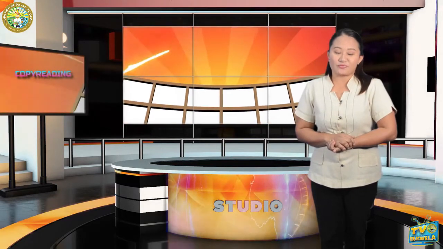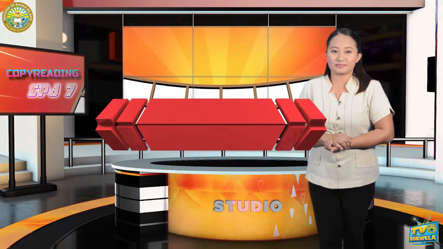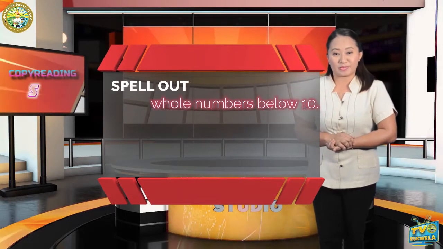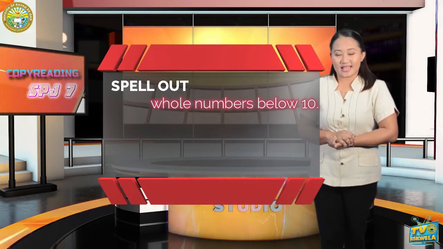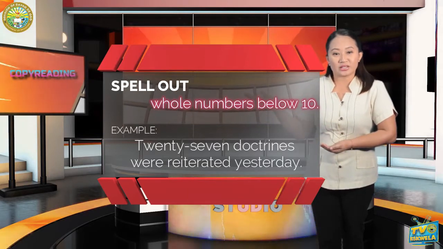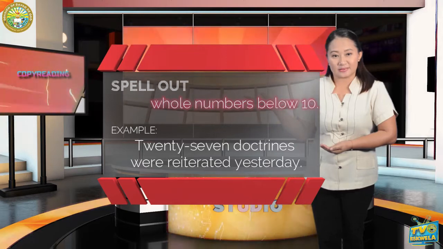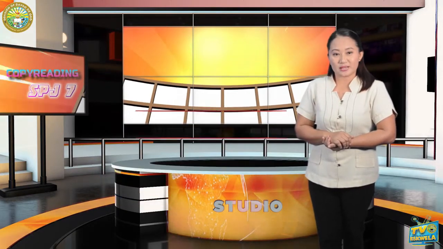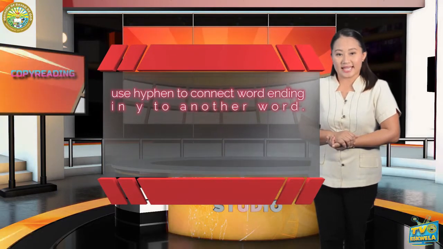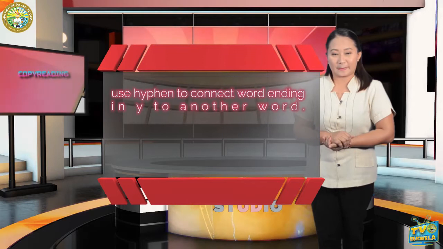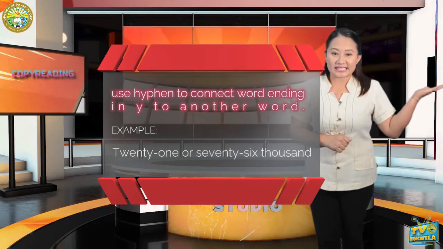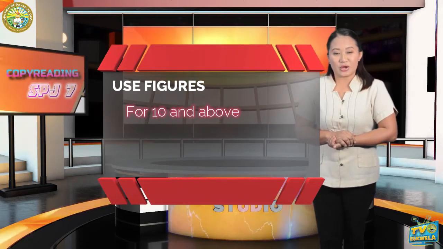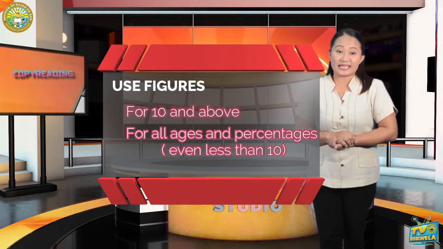In AP style, if we are using numbers, we need to spell out whole numbers below 10. Also spell out numerals that start a sentence. Example: 27 doctrines were reiterated yesterday. For large numbers, use hyphen to connect word ending in Y to another word. Example: 21 or 76,000. Use figures for 10 and above. Use figures for all ages and percentages, even less than 10.